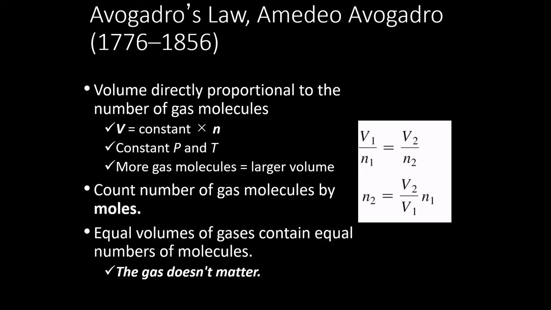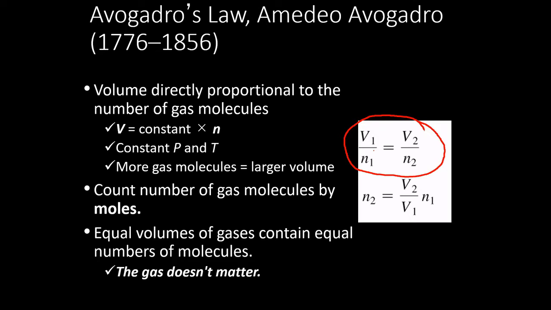Avogadro and Avogadro's law. This is the last of the simple gas laws. This particular gas law relates the number of moles of a gas and the volume of that gas. So it is actually going to be the same relationship that we saw with Charles's law, just now with number of moles instead of the temperature. And so we're going to have a very similar looking equation here. We have V1 over N1 is equal to V2 over N2.